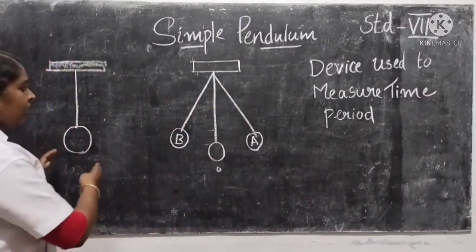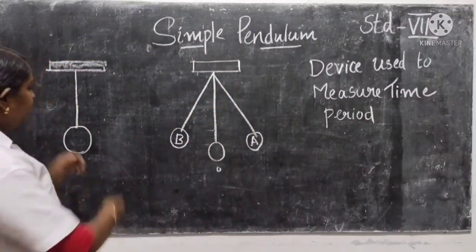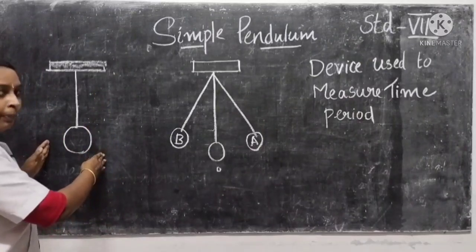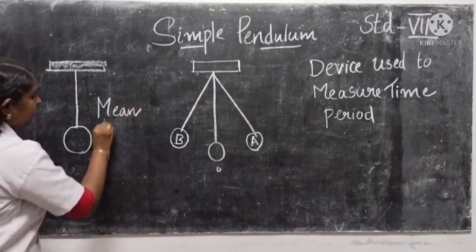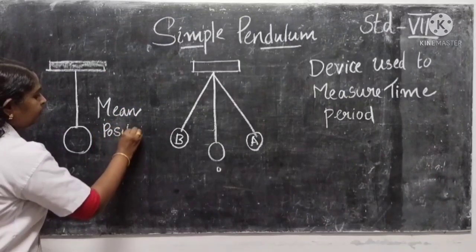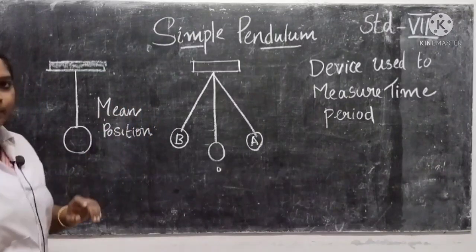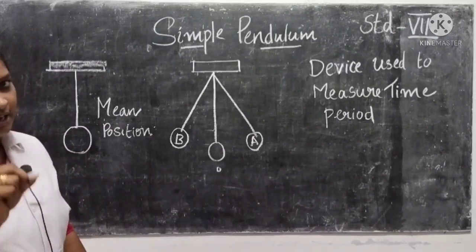Here there are two figures of a simple pendulum. The first one shows the simple pendulum at rest, which means it is in mean position. Mean position means that the simple pendulum is at its rest.